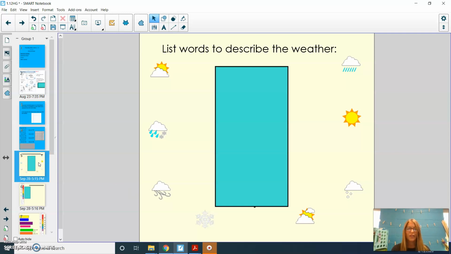Second graders, today we're going to talk about temperature. So before we start getting into our thermometers, I want you to think about words that describe weather. So if you either want to pause the video and maybe write down some words that describe weather or say some out loud, and then press play when you're ready to hear my list.